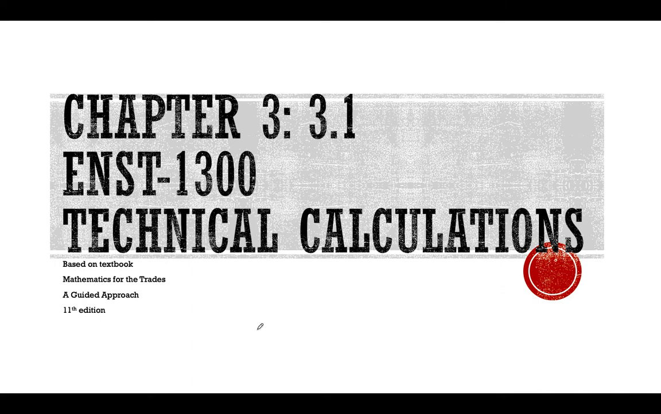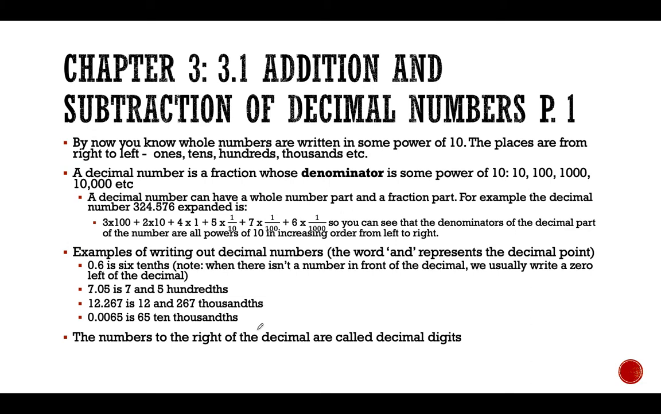Chapter 3. In this chapter, we're going to be covering decimals. 3.1, Addition and Subtraction of Decimal Numbers. You know that whole numbers are written in some power of 10. The places are from left to right, ones, tens, hundreds, thousands, etc. A decimal number is a fraction whose denominator is some power of 10. 10, 100, 1,000, 10,000, etc.